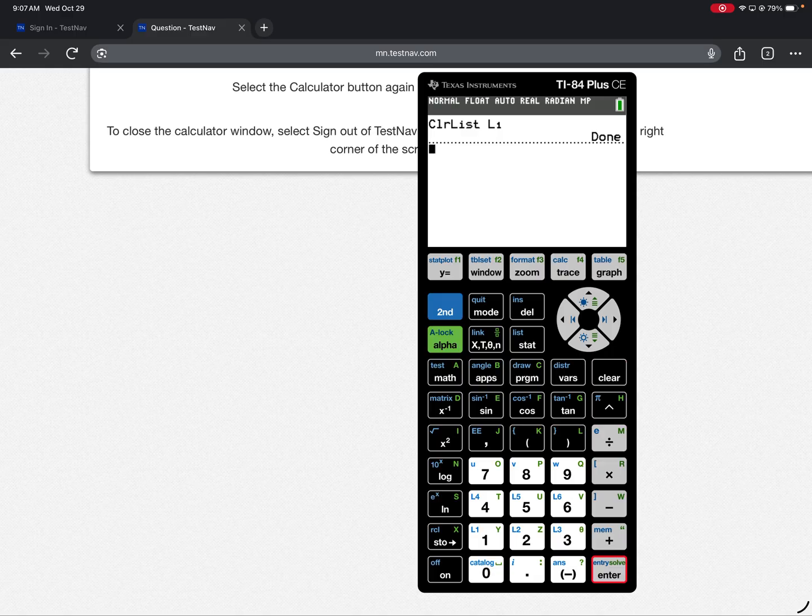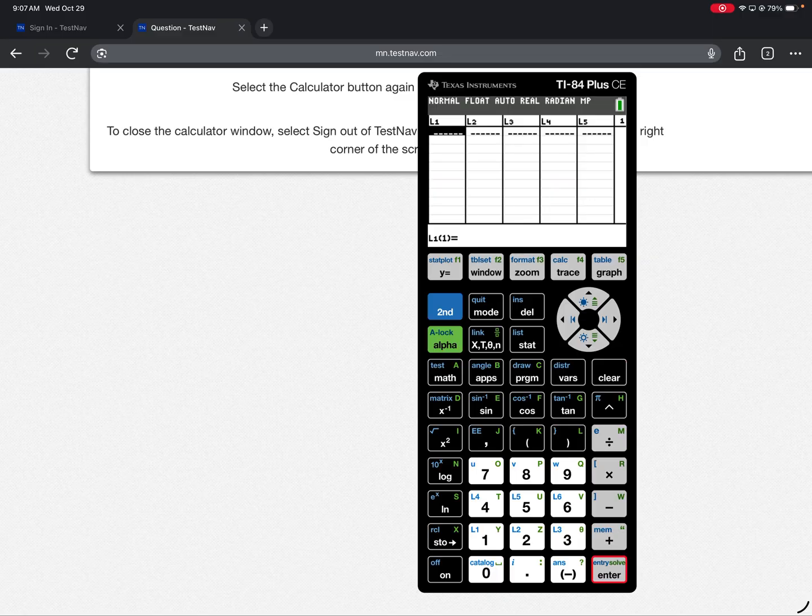All right, so let's go back to entering this in now. All right, so L1. So I'm going to enter the X's. So 0, 0.4, 0.9, 1.2, 1.7, 2.2, 2.9, 3.4.